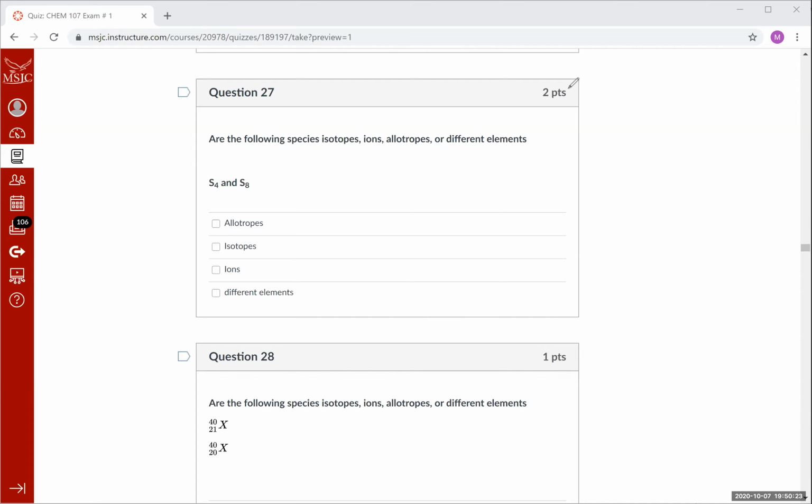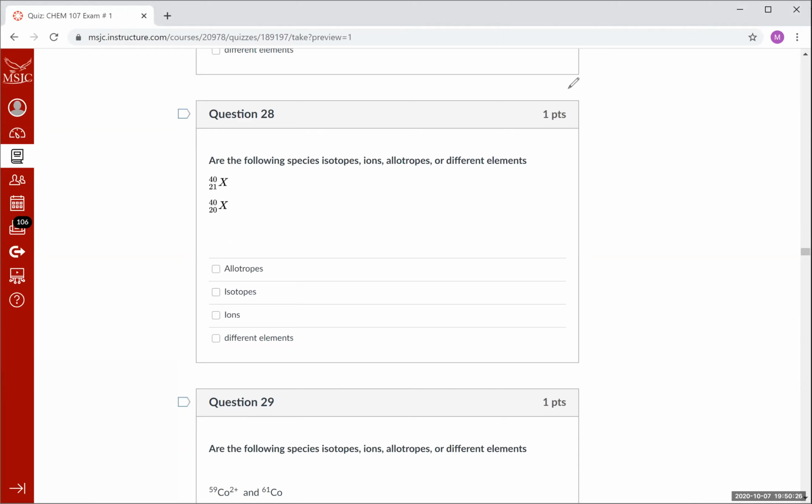Okay, so let's keep going with this. We're asked, are the following species isotopes, ions, allotropes, or different elements? First and foremost, we notice that the atomic number is different and the mass number is the same. If the atomic number is different, what does that tell us? Are these the same element or different elements? They're different elements. Yep, exactly right. So we just check the different elements box. Does that make sense?